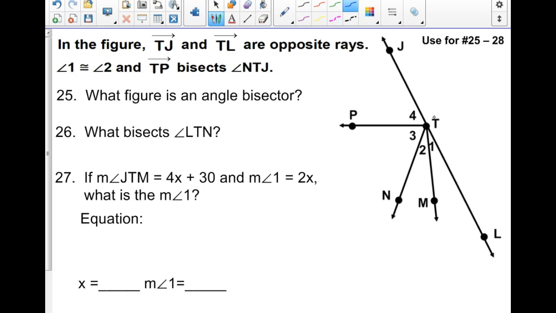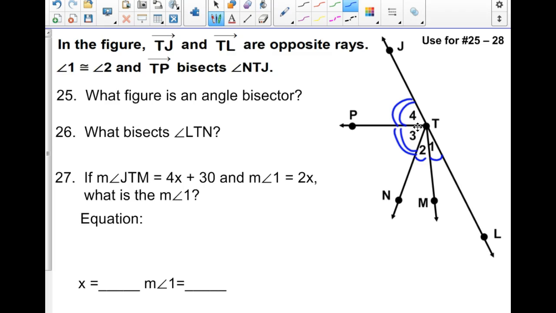In the figure, rays TJ and TL are opposite rays. That just means we have a straight angle here. Angles 1 and 2 are congruent, so I'm going to mark that with arcs. And ray TP bisects angle NTJ, so that means angles 3 and 4 are congruent. What figure is an angle bisector? It's a ray. A ray is the angle bisector.